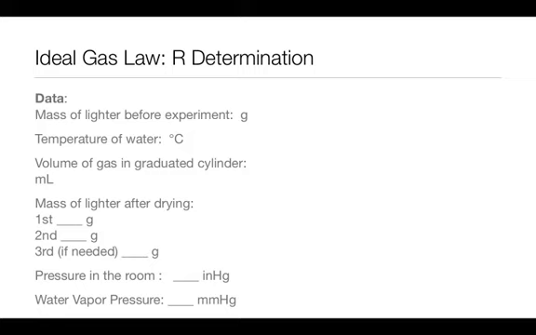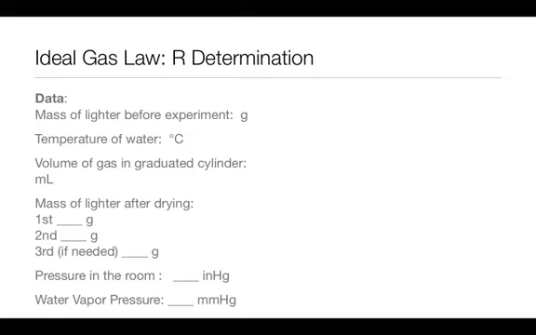You have a mass of the lighter after you have dried it for the first time, and then the second time, if you had a mass difference greater than 0.01, I believe, between the first and second reading, you were supposed to do it a third time. You will be using the last measurement that you made for the mass in calculations later on. We also had a pressure measurement of the room, and this is going to represent the pressure of the gas that we collect inside of the graduated cylinder.